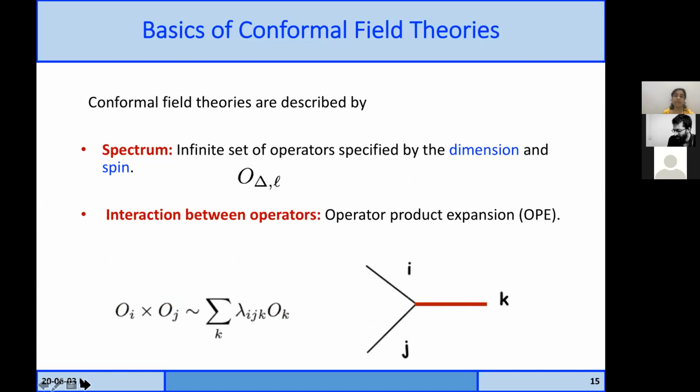A conformal field theory is described by 2 sets of data. So one is a spectrum. It's specified by an infinite set of operators and specified by the dimension and spin of the operators. So delta is the dimension and L is the spin of this operator O, and this we will call the spectrum. And in conformal field theory, we also have the operator product expansion, which is very useful. It basically tells us how two operators interact.